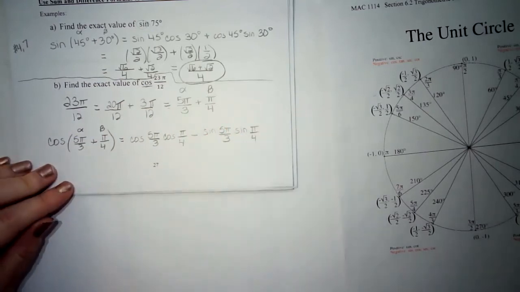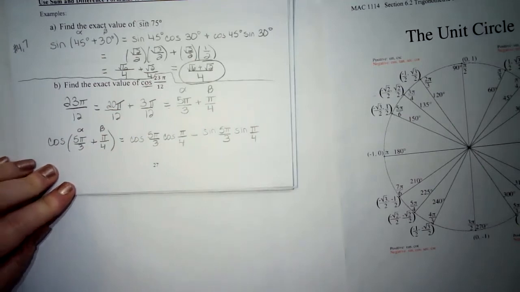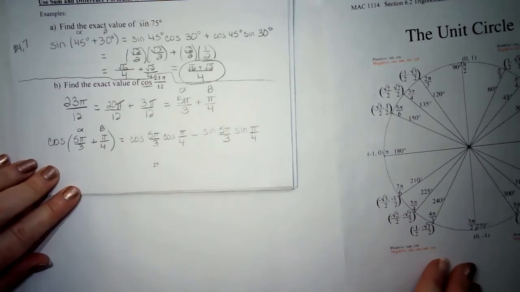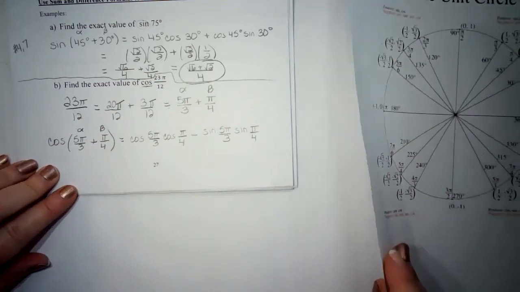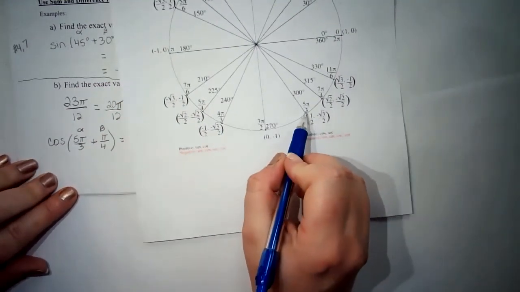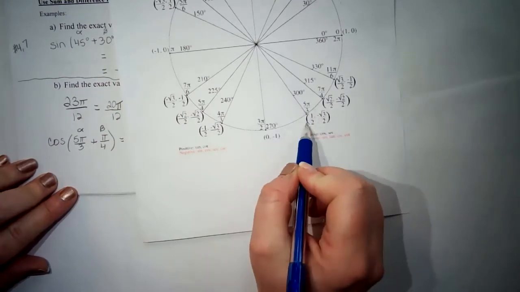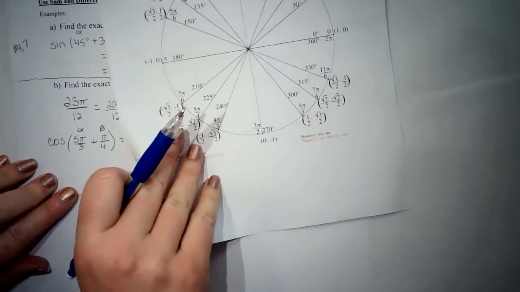Oh, good, and there's unit circles back there. If you guys have lost yours or gotten rid of them, there's a whole stack. All right, now we're ready for our unit circle. So 5 pi over 3, he's way down here, in quadrant 4. My cosine is 1/2.